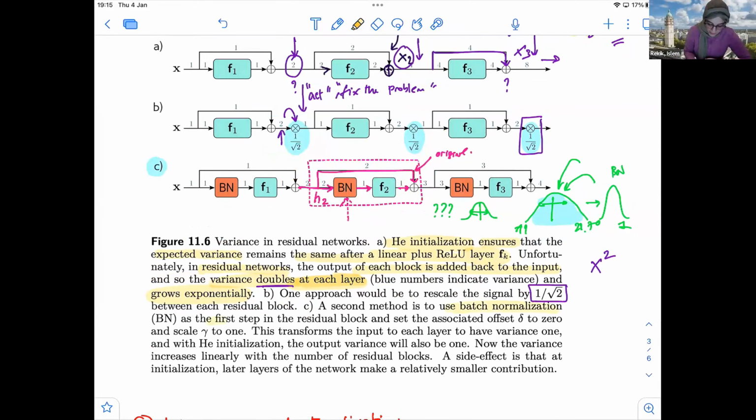So we use BN as the first step in the residual block and set the associated offset delta to 0 and scale gamma to 1. We'll talk about these parameters in just a minute. This basically transforms the input to each layer to have variance 1. And with the He initialization, the output variance will also be 1.